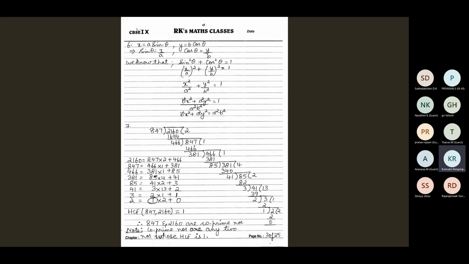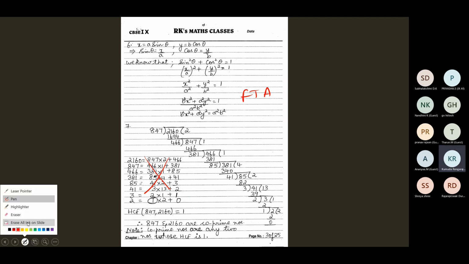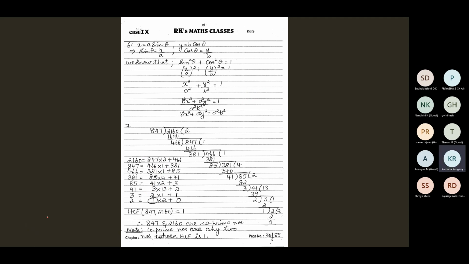Don't do it like this. You find the HCF of the two numbers using the fundamental theorem of arithmetic, FTA. That is the prime factorization method. For question number 7, please find the HCF of the two numbers using the prime factorization method. But actually, this will be easier.